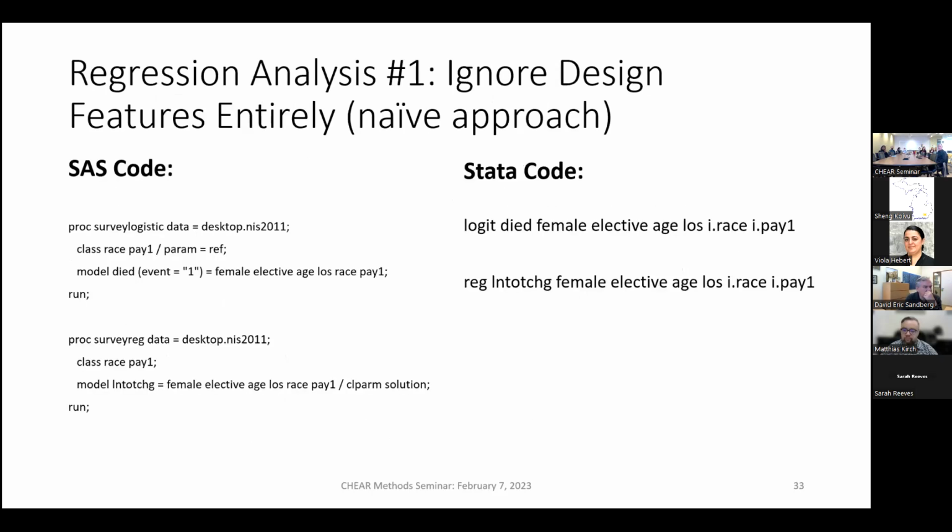Okay. What about regression? So here's approach number one in regression analysis. So we might use survey logistic, survey reg, or logit or reg in Stata, where you don't specify any of the design features. No weight, no stratum codes, no cluster codes, okay? Just the basic analysis, assuming simple random sampling. This is what the syntax would look like.